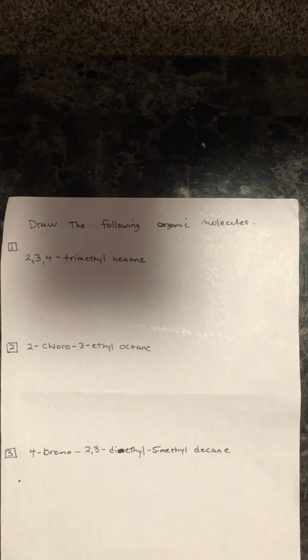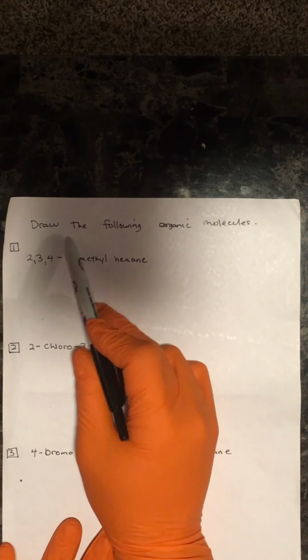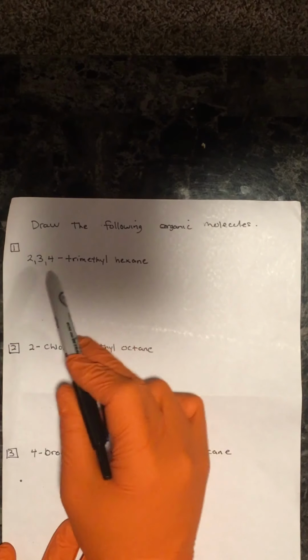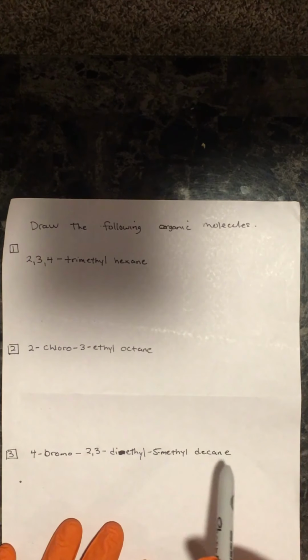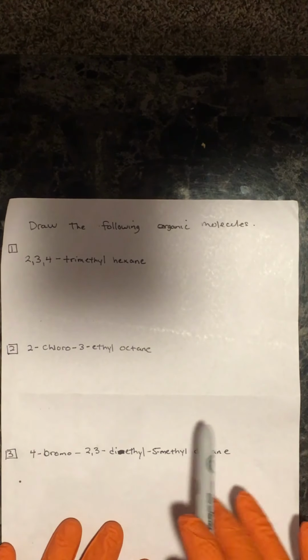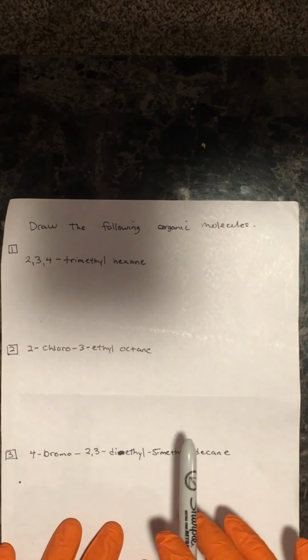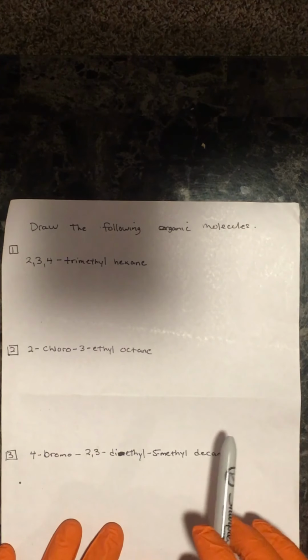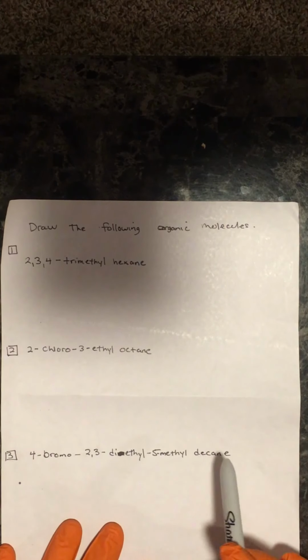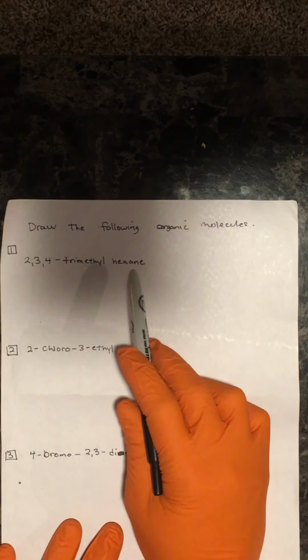Welcome back. In this video, I'm going to show you 3 examples of how we draw organic molecules given the name. In this case, we're just going to be looking at simple branched alkanes and haloalkanes, so that is alkanes with halogens attached at various positions. Let's first look at this first example.